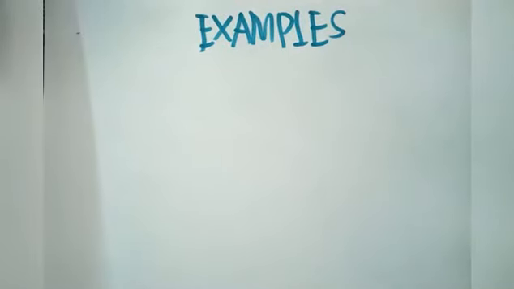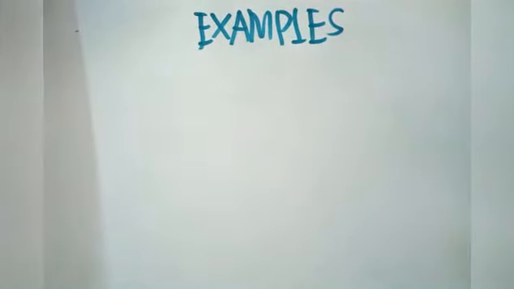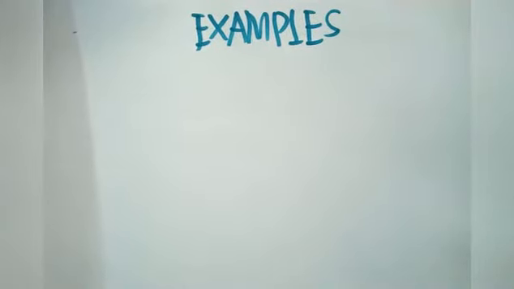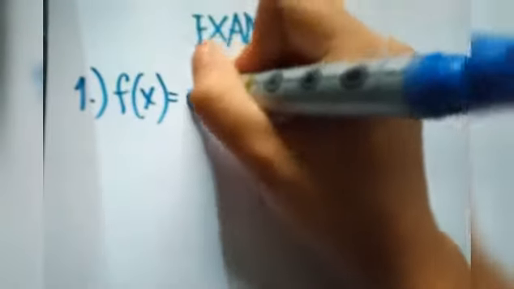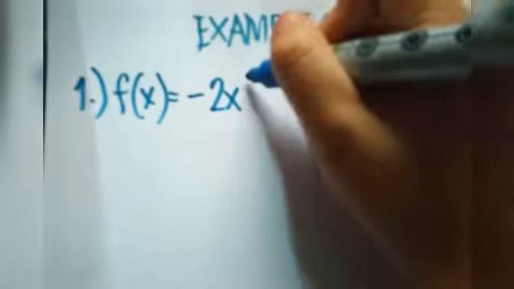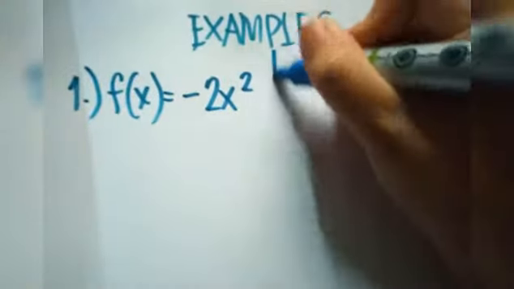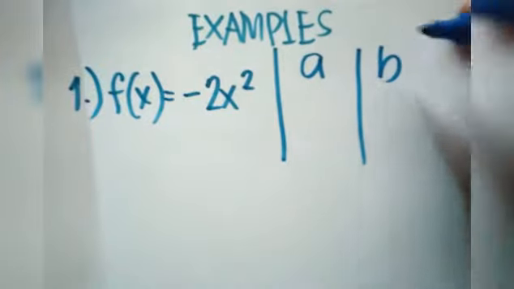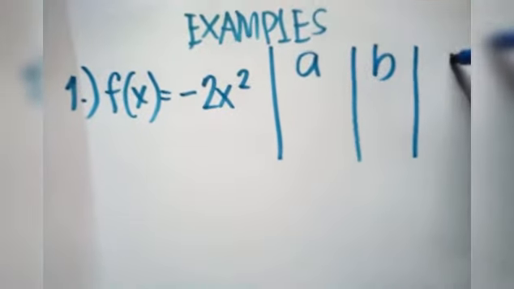Now, let's have the examples of quadratic function. So, dito meron tayong mga example, then identify natin kung ano yung ating A, B, and C. So, let's have number 1. So, for example, we have here f of x is equal to negative 2x squared. So, identify natin ngayon kung ano yung kanyang A, B, and we have C.